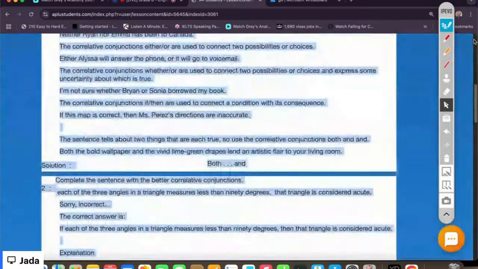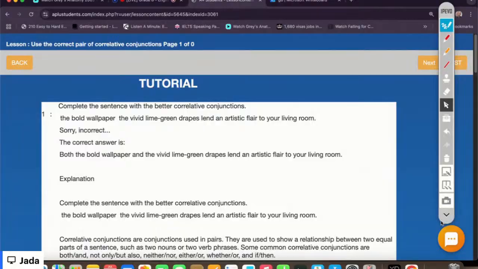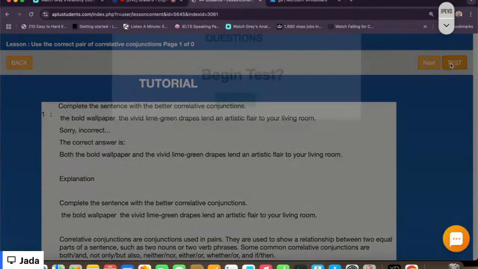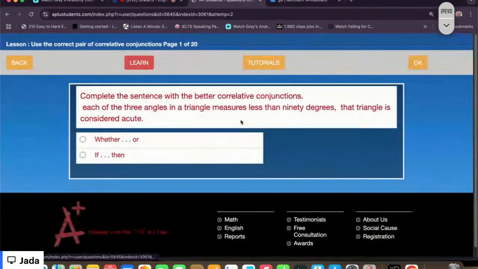If then. Okay? So let's go to the test. You share your answers with me, alright? So we have complete the sentence with the best correlative conjunction. Each of the three angles in a triangle measures less than 90 degrees. Dash that triangle is considered acute. First or second.